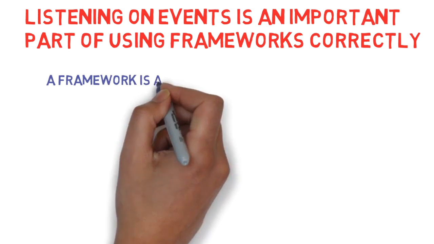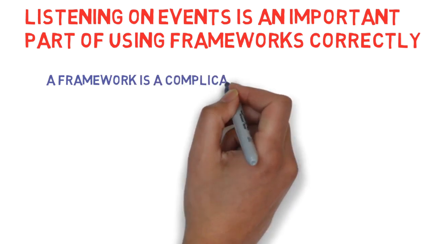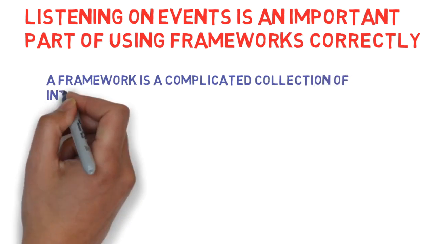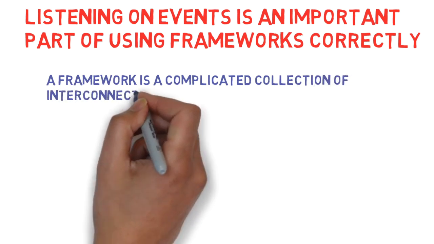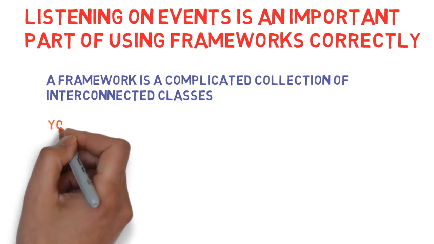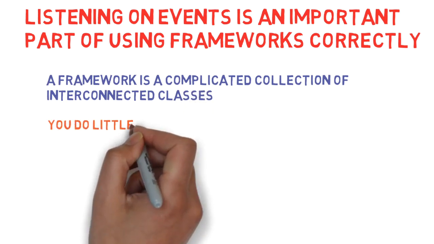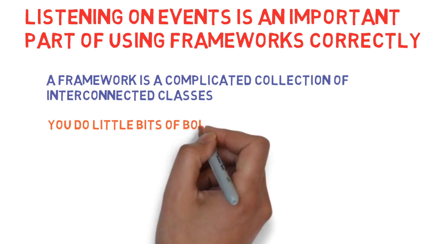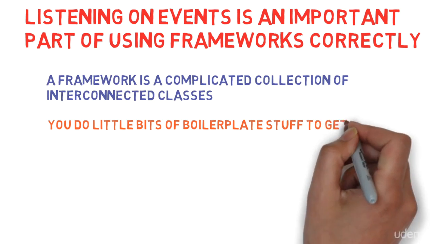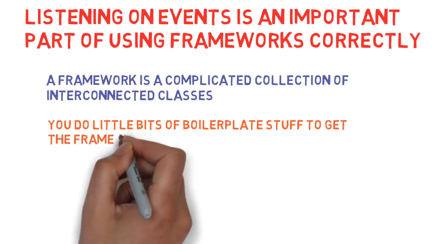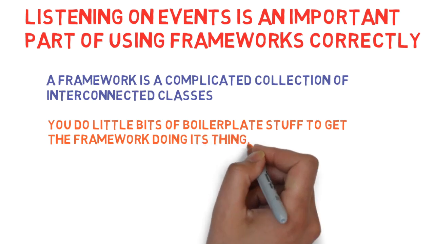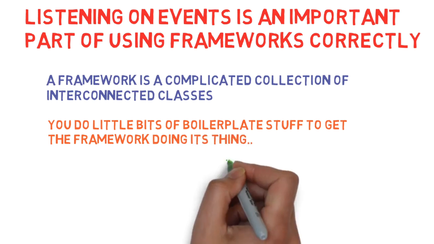We've already spoken of what a framework is made up of. A framework is a complicated collection of interconnected classes which work together cohesively to help you achieve your objective. Now, how do you work with the framework? You do little bits of boilerplate stuff to get the framework to do its thing. This little bit of boilerplate basically kickstarts the framework to perform a whole bunch of actions under the scenes or behind the scenes.